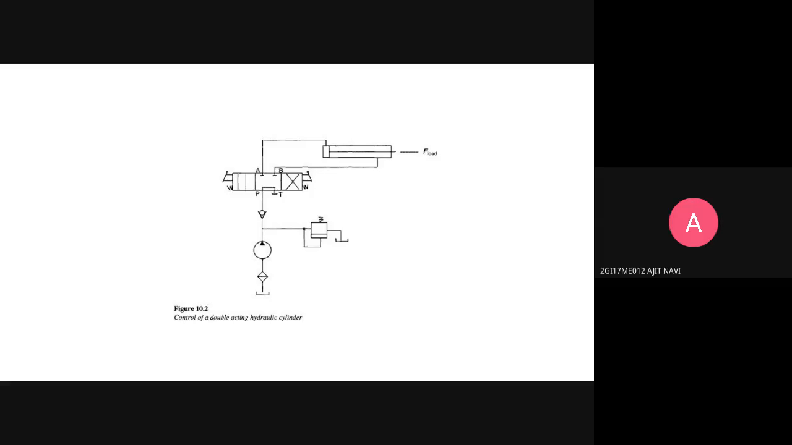Excuse me, sir. Sir, the mouse pointer is not visible. Okay, because both are white. The background is white and our mouse pointer is also white.